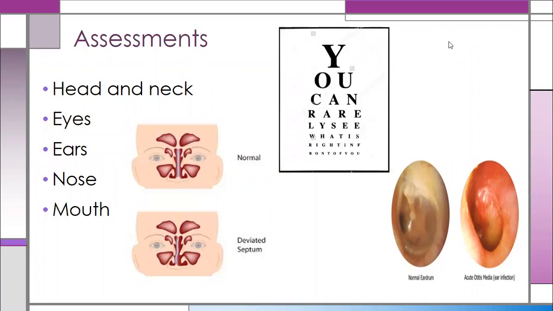As far as the way the ear canal should look, the ear canal should be pink, but the tympanic membrane or the eardrum should be a shiny gray color. If it is red, it is typically an ear infection. So we'll also check the nose for patency and look for a deviated septum. And that's the image here, where if you look up into somebody's nose, you can see if that septum is straight or deviated.